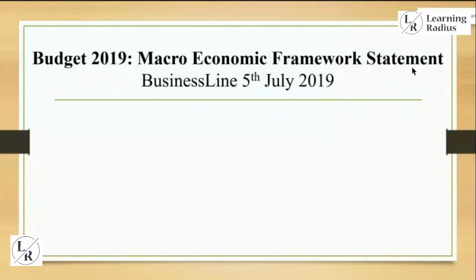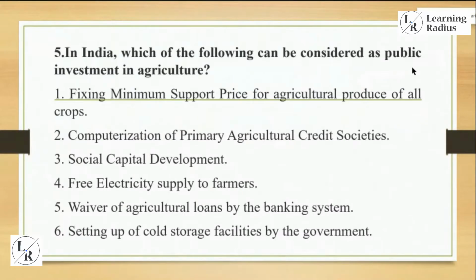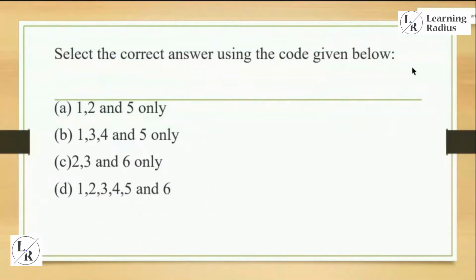At the same time, in Business Line, right from 5th July onwards, there was a lot of discussion related to the macroeconomic framework, and budget related discussions were there. Next question: in India, which of the following can be considered as a public investment in agriculture? Fixing minimum support price for agriculture produce of all crops, computerization of primary agriculture credit societies, social capital development, free electricity supply to farmers, waiver of agricultural loans by the banking system, setting up of cold storage facility by the government. A very significant and very good practical question. The options: 1, 2, and 5; 1, 3, 4, and 5; 2, 3, and 6; 1, 2, 3, 4, 5, 6.